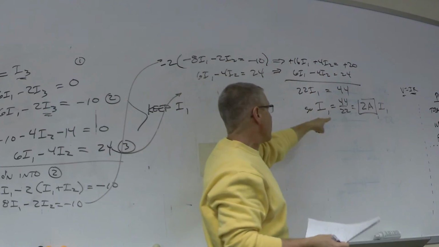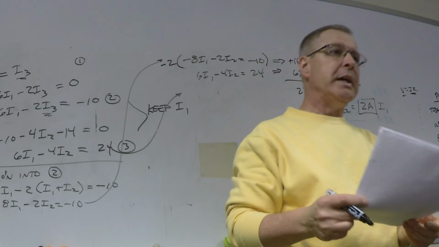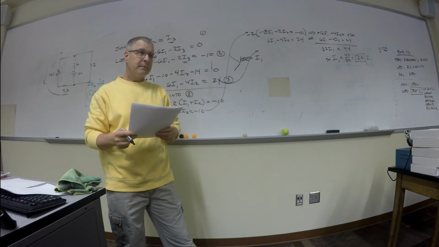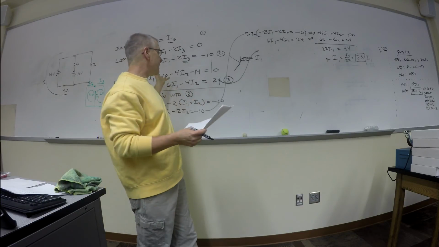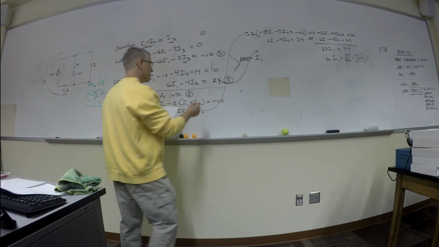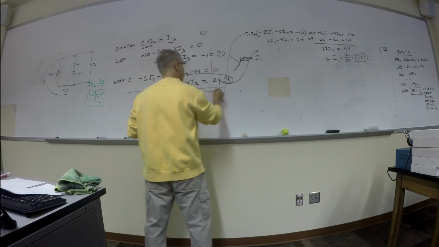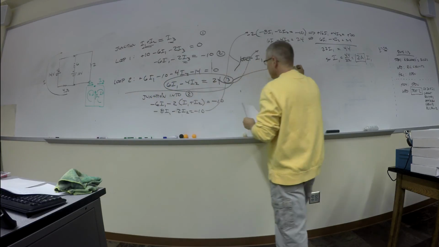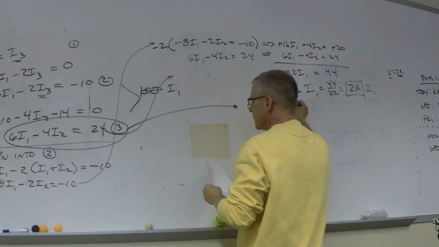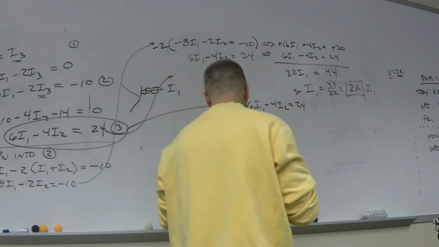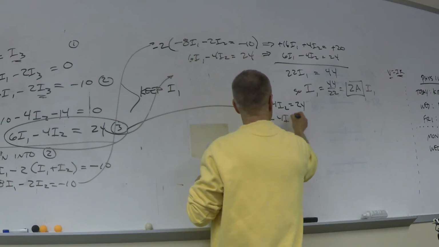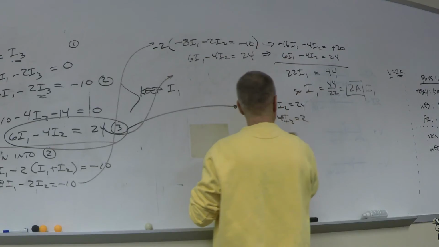So we did it this way. I ended up with one of my currents. Now what? I got one of the 3. I can stick that back into any of these equations I have. Let's go back all the way to this one here. We're going to go this way. So I know what I1 is now. I stick I1 in there. Now I've got back to 1 equation, 1 unknown.